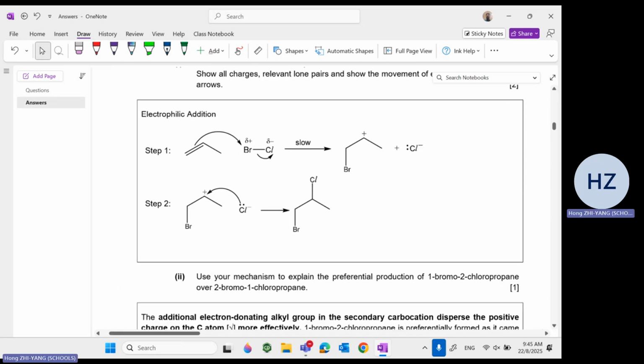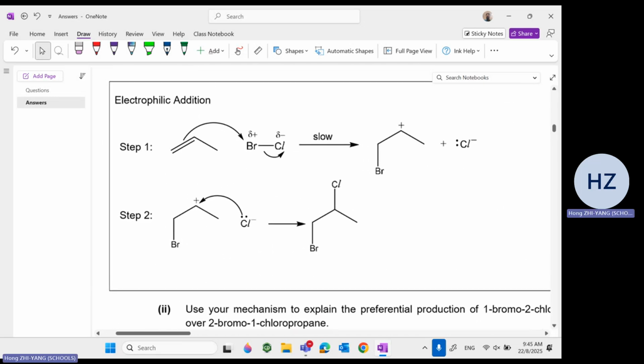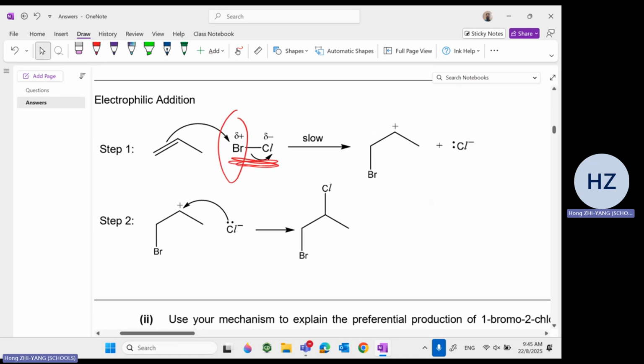This is electrophilic addition, and it's slightly on the simpler side. So your challenge here most likely is which one should be delta plus and minus. If you think of it, between the two halogens, bromine should be the less electronegative element, so delta plus here. I think that's your only challenge here, mainly. Okay, and the next thing is this part.